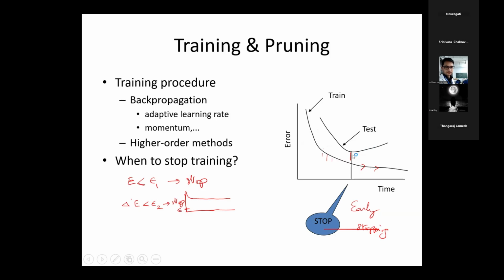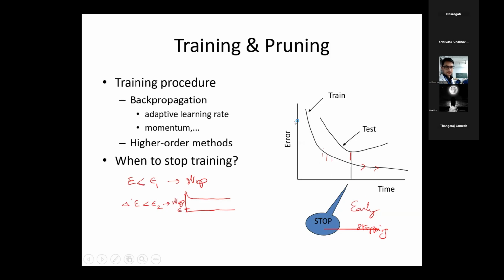Because after a point, the network will start overfitting. It doesn't generalize well from the training set to the test set. So that's when you have to stop training. Don't train it any further. This criterion for stopping training is called early stopping. So you stop when the test error starts getting worse.